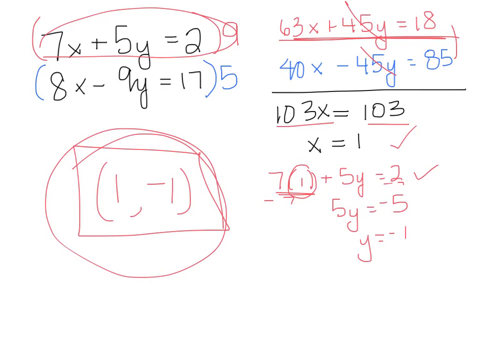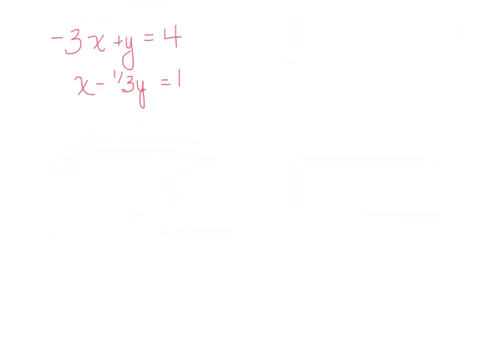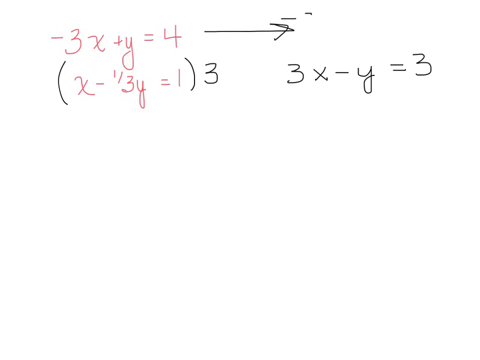The last thing I want to talk about is how inconsistent systems look algebraically. Alright, let's say I had an equation that looked like this. I'm going to try and solve this with elimination. So I'm looking at this saying, well, if I multiply this one by 3, the coefficients for x will match. So let me do that. It also has the added benefit of removing the fraction, so I like that. So this one becomes 3x minus y is equal to 3, while the original equation is unchanged at minus 3x plus y is equal to 4.